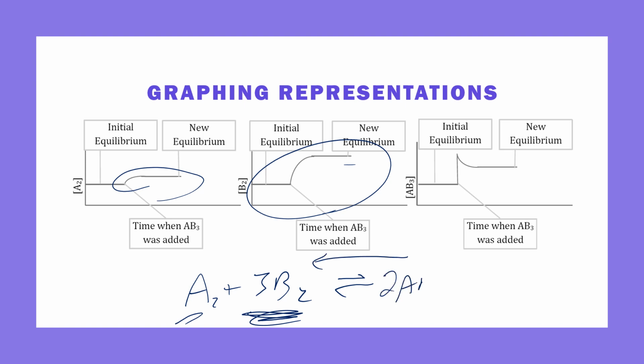So 2AB3. And then for the AB3 itself, we started at equilibrium, and then we added some AB3 in. Okay, so it suddenly and very rapidly increased its amount. And then we wanted to use some of that excess up, so we used up 2 of those extra AB3s, so that's why you'll see it's decreasing. And if you pay attention, the amount it decreases is twice as much as the amount A2 increases because of the stoichiometry, the 1-to-2 relationship there.